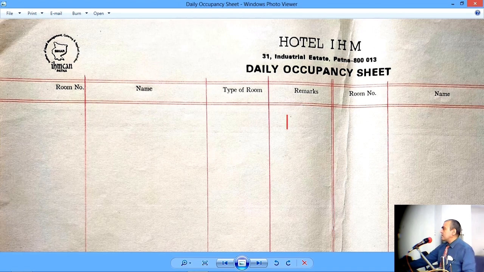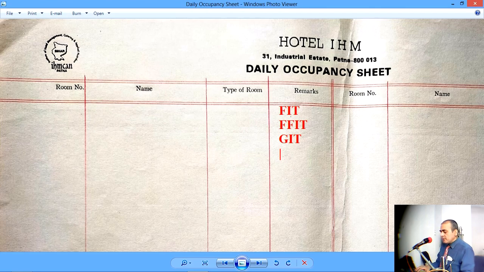The first thing which we could enter here is whether the guest is an FIT. FIT is free independent traveler. Then whether the guest is an FFIT, that is free foreign individual traveler, so foreigners. Then we could have something like GIT. This is a group inclusive tour travel.